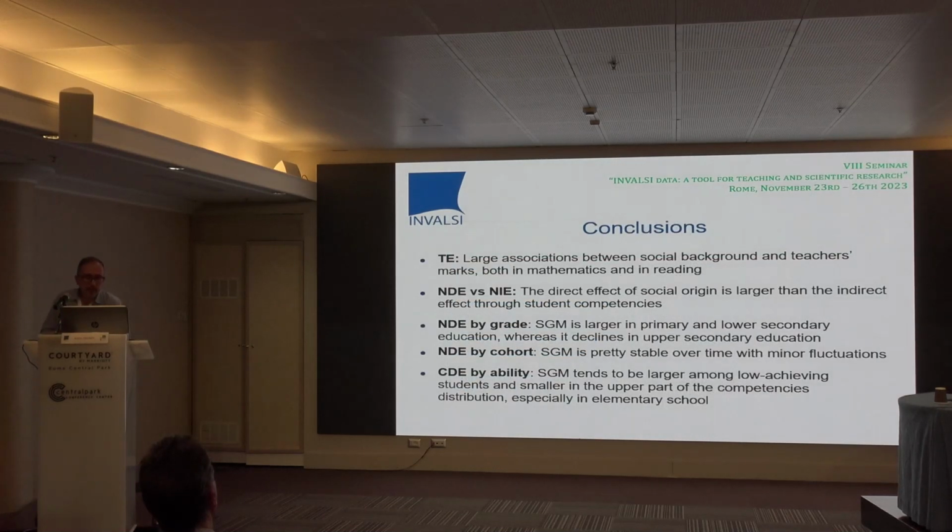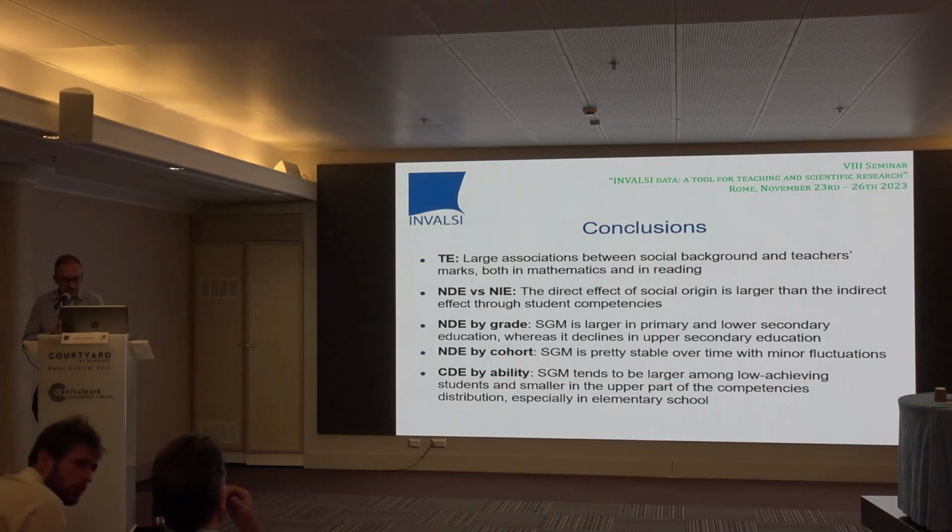So in conclusion, five bullet points. First of all, we found a large association between social background and teachers' marks, both in mathematics and in reading. We found that the direct effect of social origin is larger than the indirect effect through student competencies. Third, the SES-based grade mismatch is larger in primary and lower secondary education. It declines to be quite small in upper secondary education. It's pretty stable over time with only minor fluctuations. And we found evidence of a compensatory advantage model, so smaller gaps for high achieving students, especially in elementary school.